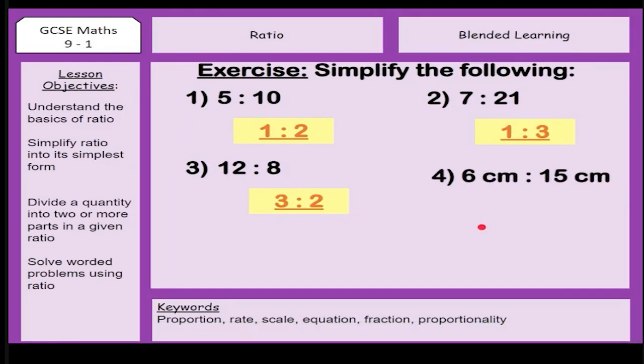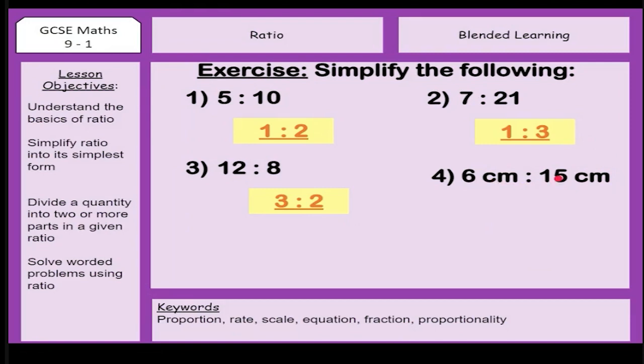6 centimeters to 15 centimeters. Now, remember, we've got a common unit of measurement, centimeters, so everything's fine there. I need a number that will go into both 6 and 15. Now, I know that in my 3 times tables, 3 goes into 6 twice.